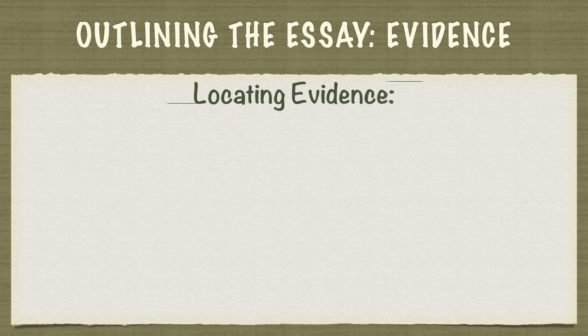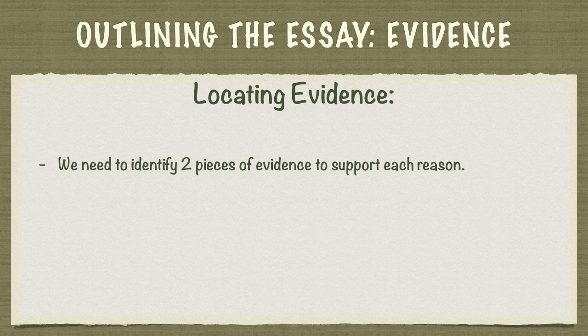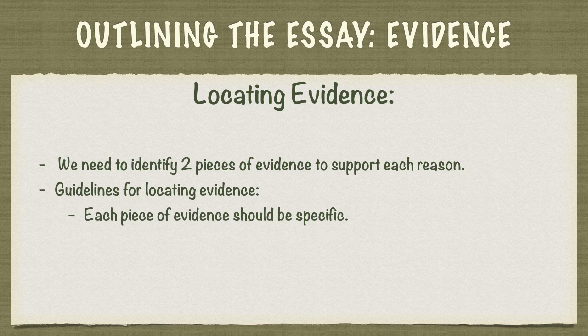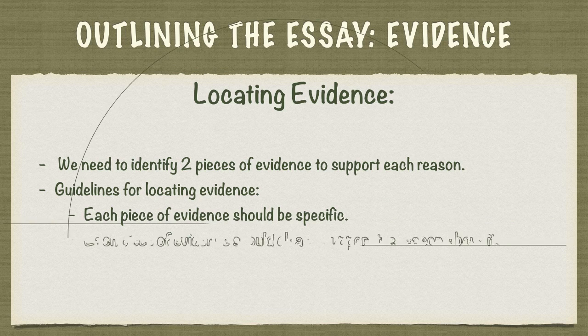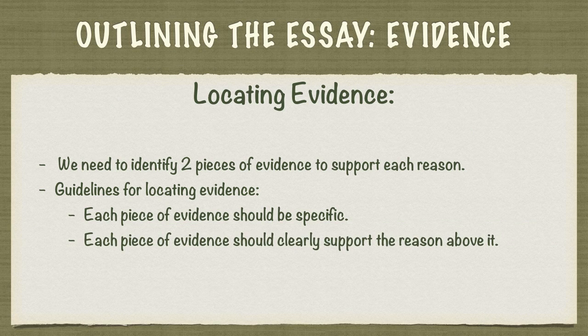Before we're able to do that, here are just some rules that we should know. First off, you need 2 pieces of evidence for each reason. This will allow us to have a complete 5-paragraph essay in the end. So how do we find this evidence? Well, each piece of evidence should be specific, certainly more specific than the reason above it, and each piece of evidence should clearly support the reason above it. So now that we know the rules for locating evidence, let's actually try it out.